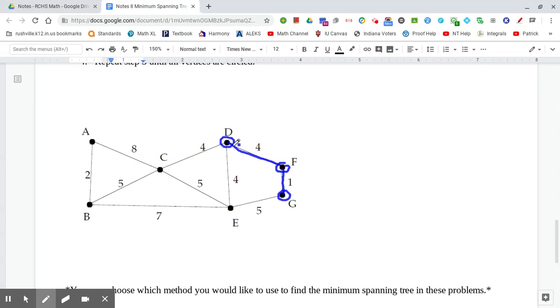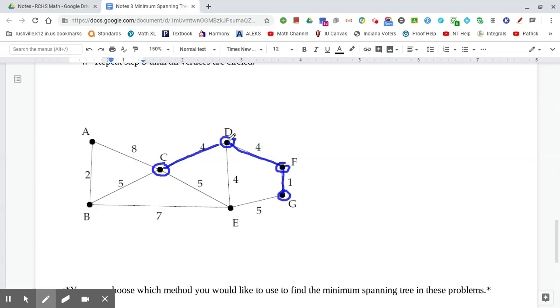And then coming off of any circled vertex, we're going to find any edge. So we have edge DC, which is 4, edge DE, which is 4. We also have edge EG, which is 5. So 4 or 4, there's a tie, it does not matter which one, darken one of them, and circle the remaining vertex. All right, so coming off of C, we have CA, which is 8. We have CB, which is 5. We have CE, which is 5.